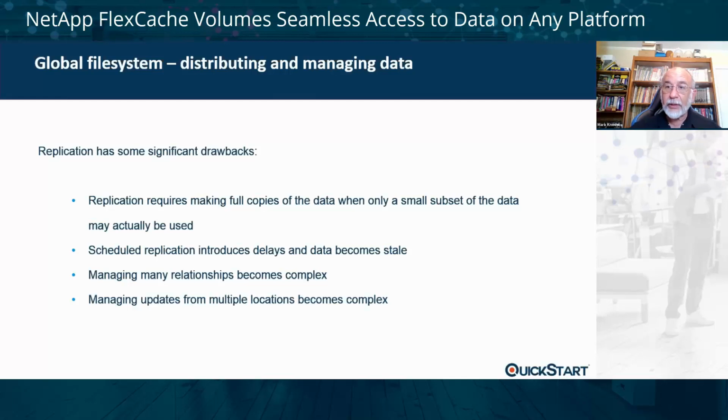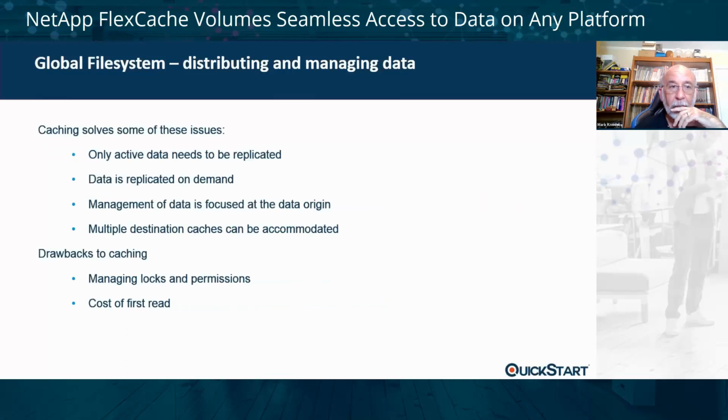If it's scheduled updates, then my data is almost always stale at some level. And it might become a major issue as we're trying to manage a lot of different relationships in a lot of different directions as far as replication goes. This gets very complicated. And then how do I protect that data as it's replicated in different places and being updated at different times?